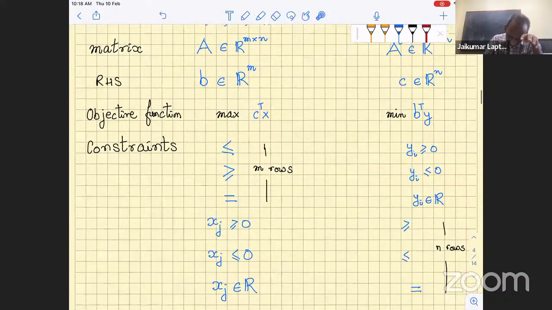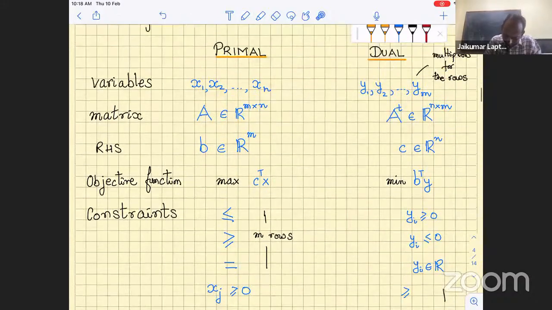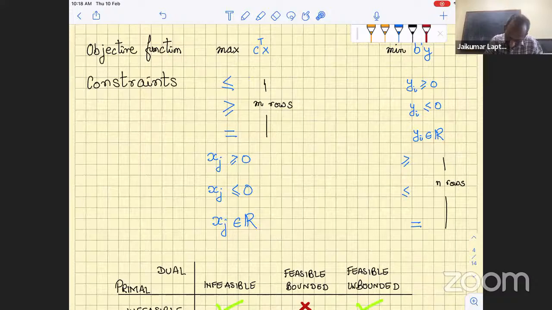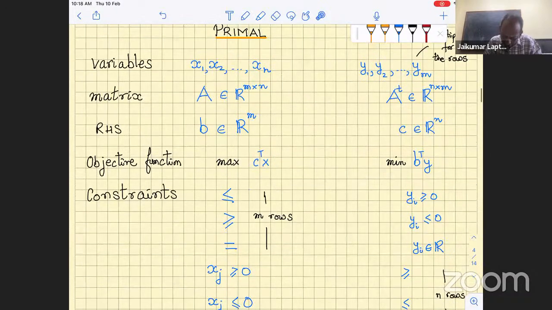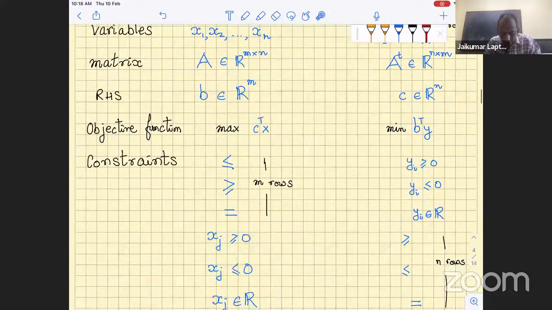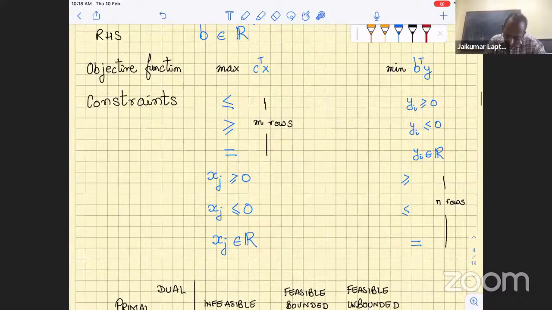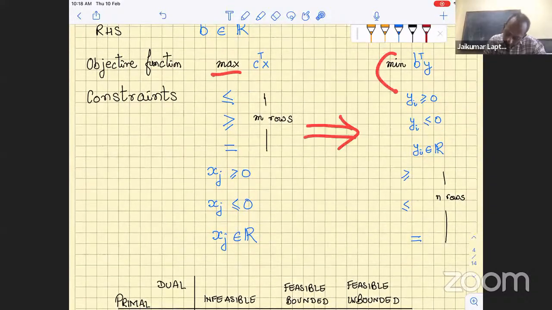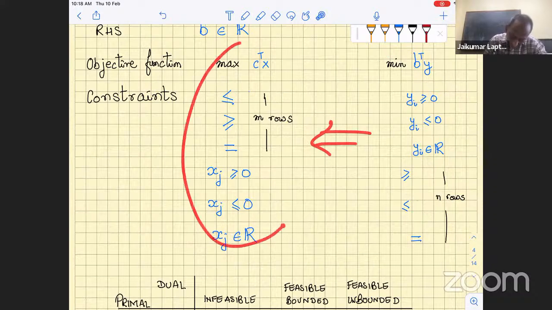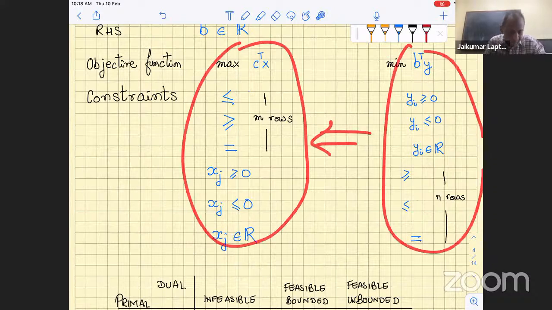Now, if you see, things are so symmetric between x and y, I could just have reflected it about this vertical line, and there is this business of minimum versus maximum, but the rules are the same. So if you have a maximization problem, you go this way and get its dual. If you have a minimization problem, you can imagine that you went this way, and you could have called this the dual of this program.